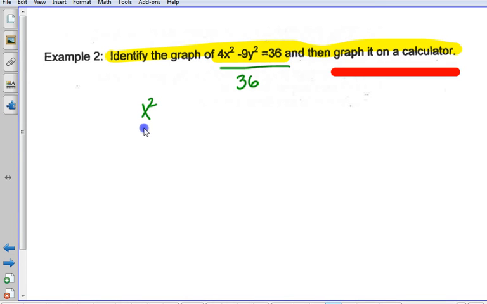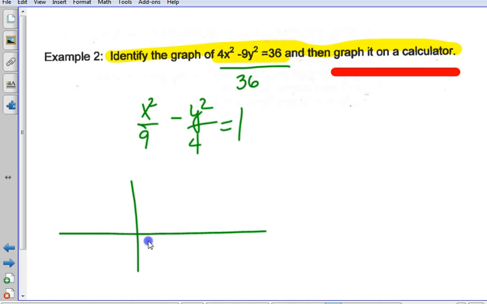Okay, 4 goes into 36 9 times. Y squared over 4 equals 1. Which way does this one open? Yes, it opens this way.